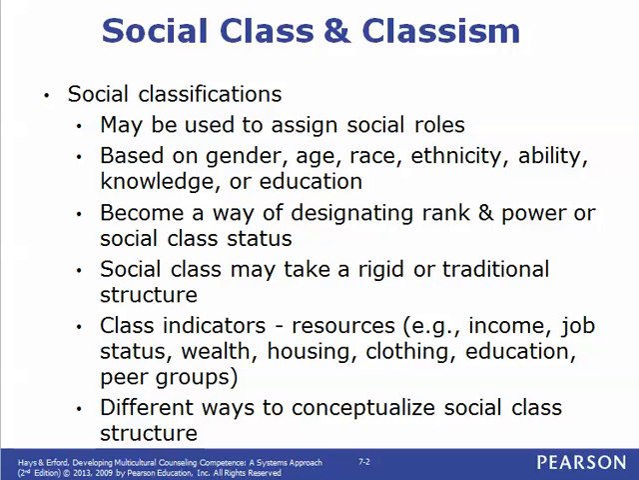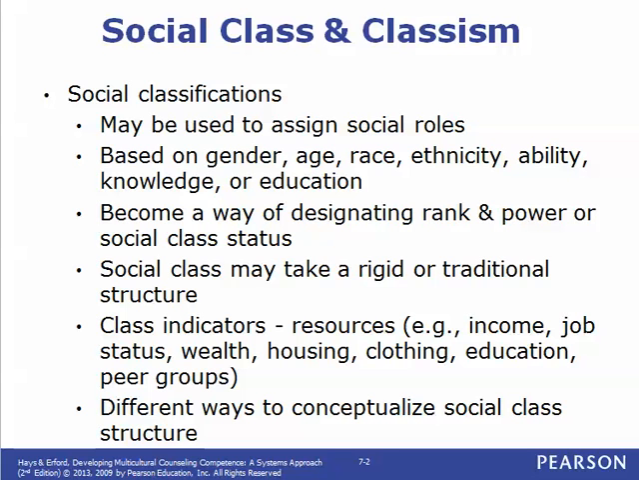So social classifications are a system that is in place in our society that's used to assign social roles. Of course, this isn't an official, explicit system, but it is a way that our society and our culture, and other cultures as well, designate rank and power. It may be based on variables, many of which we've already studied in this course: gender, age, race, ethnicity, ability, knowledge, or education.